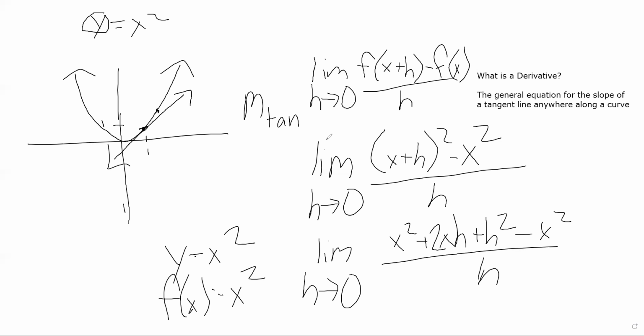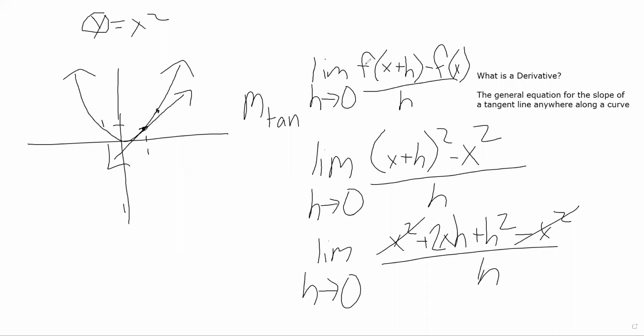A good check at this point is that after you FOIL everything out, anything that doesn't have an h in it will cross out. So you see that the x squared and the minus x squared are going to cancel out, and every other term that's left here has an h in it. So I'm going to erase this just to make a little bit of space.